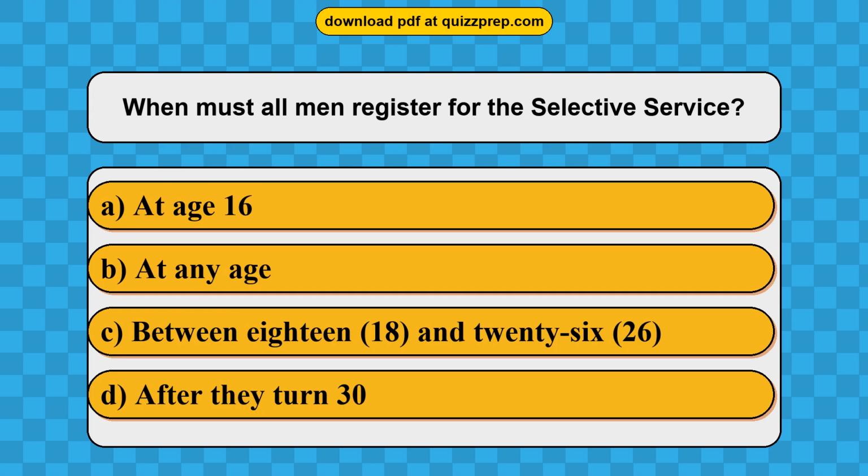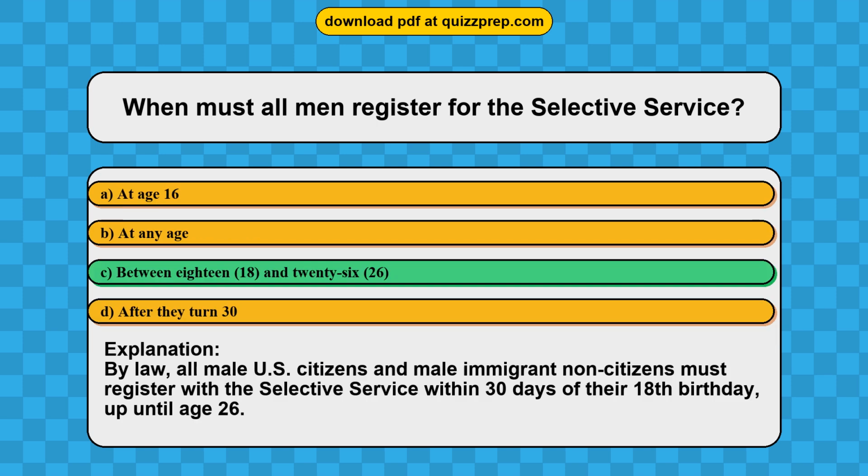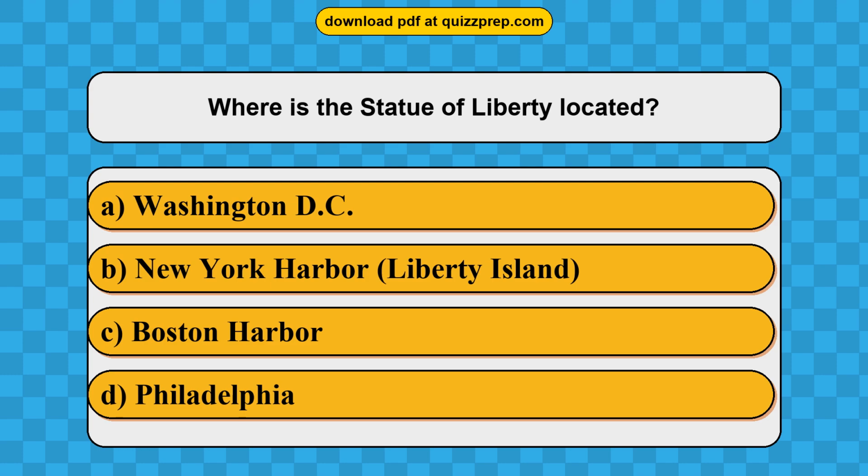Question 41. When must all men register for the Selective Service? Option A, at age 16. Option B, at any age. Option C, between 18 and 26. Option D, after they turn 30. The correct answer is option C, between 18 and 26. By law, all male U.S. citizens and male immigrant non-citizens must register with the Selective Service within 30 days of their 18th birthday, up until age 26.